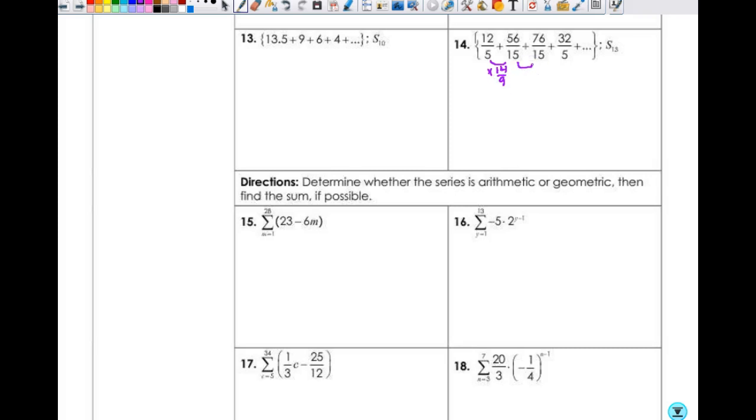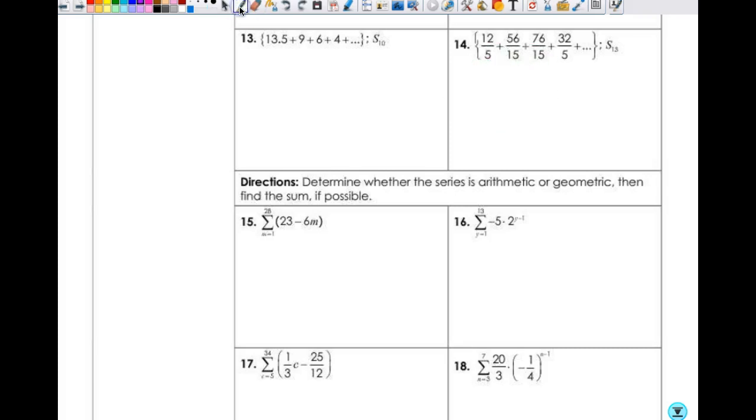And I'm going to do 76 over 15 divided by 56 over 15. That's what you got 4/3 for. I get 19/14. Okay, so are those two the same? No. Okay, so that means it is not geometric.